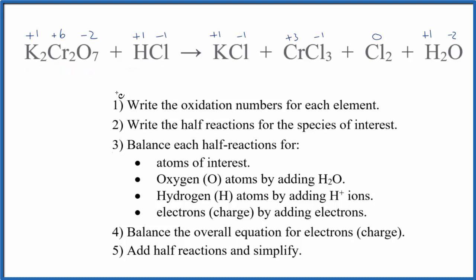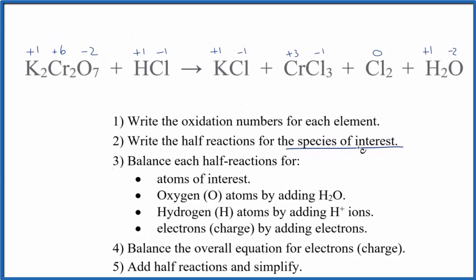So the first thing we do with redox reactions, we write the oxidation numbers for each element. I've already done that. If you need help, there's a link at the end of this video to help you do that. Next, we're going to write the half reactions for each species of interest, and those are the ones whose oxidation numbers have changed.